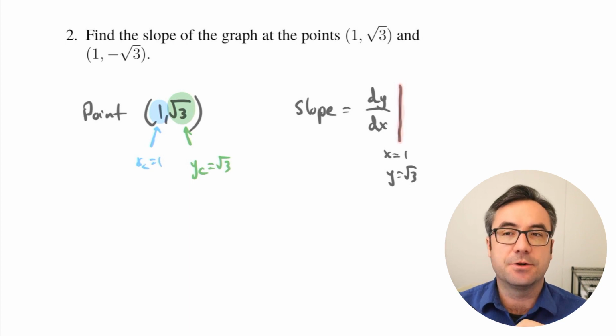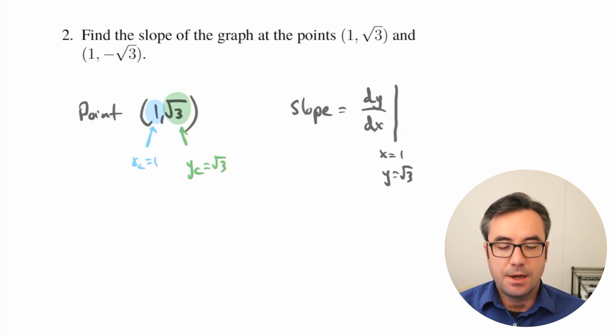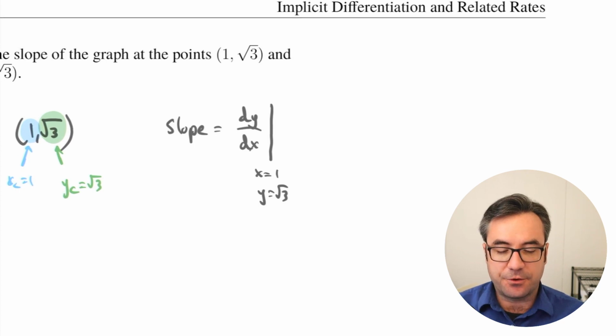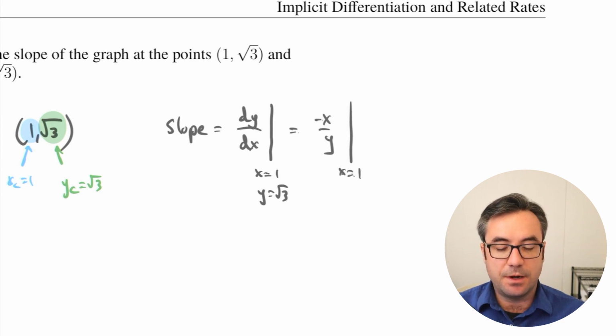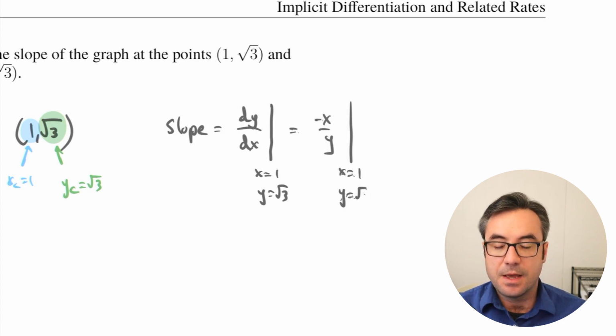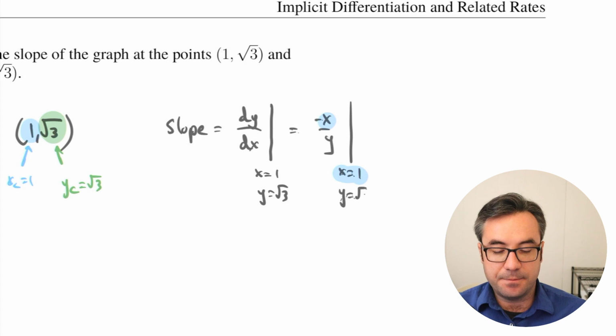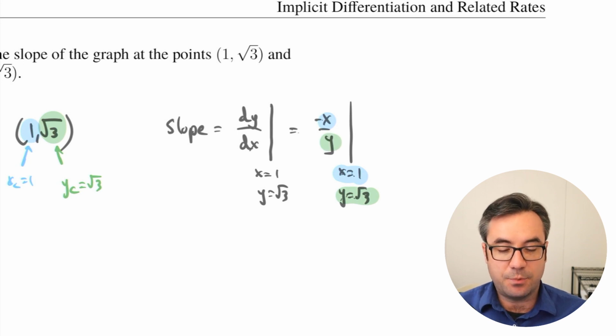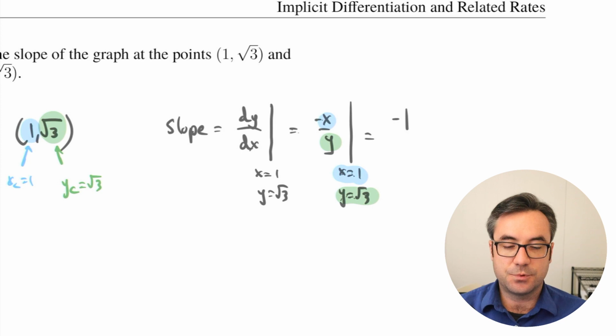And so this big vertical line here just means evaluate. All right, so what was our formula for that derivative? It was negative x over y. And we're just going to plug in x equals 1 and y equals square root 3. So in this formula, wherever I see an x, I'm just going to change it to 1. And wherever I see a y, I'm going to plug in square root 3. So when I do this, I end up with negative 1 over square root 3.